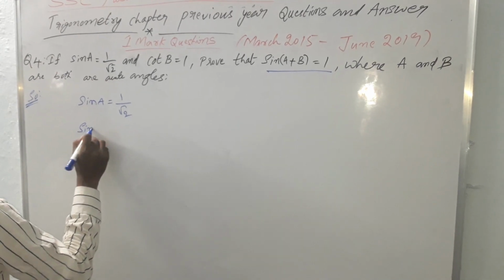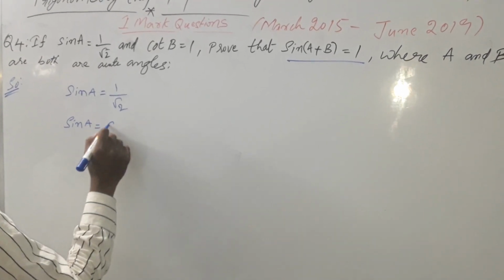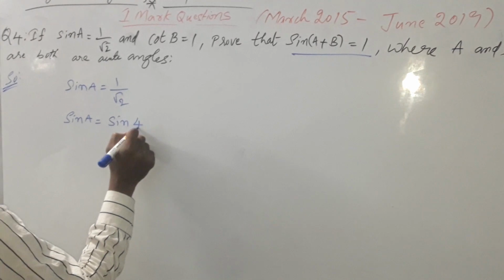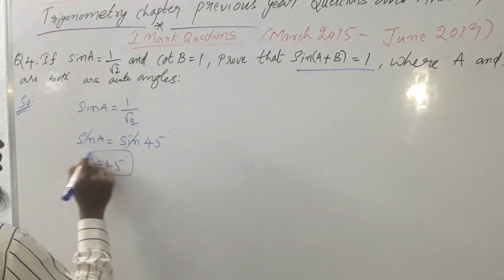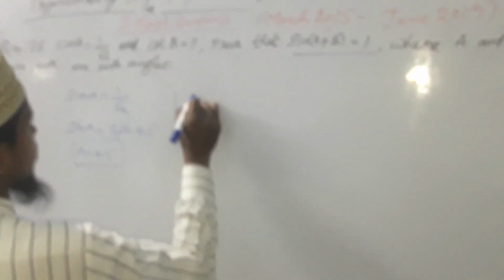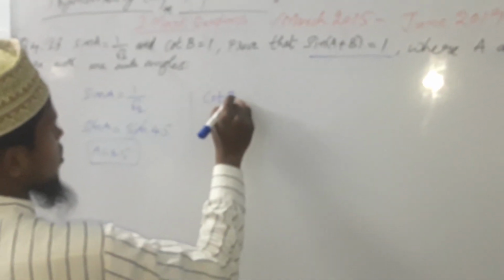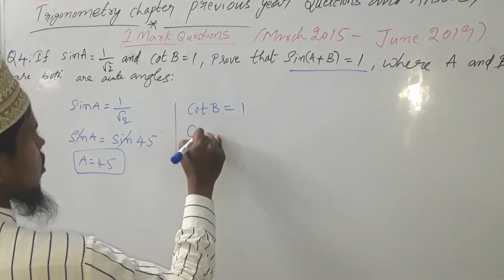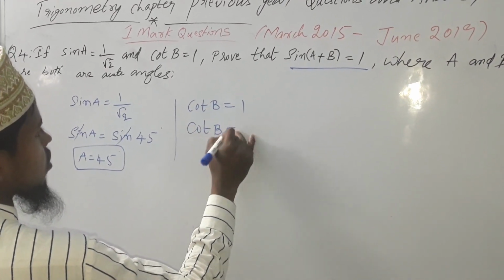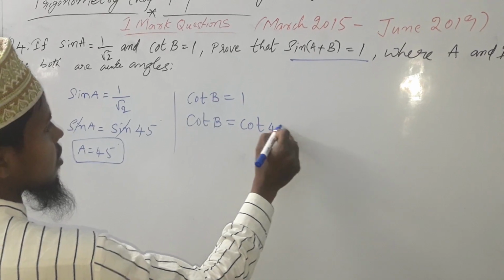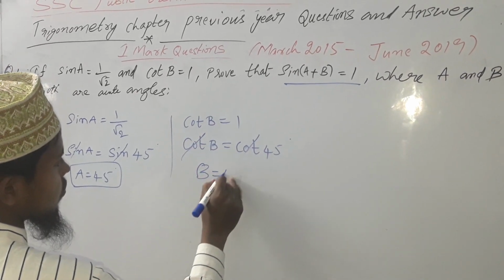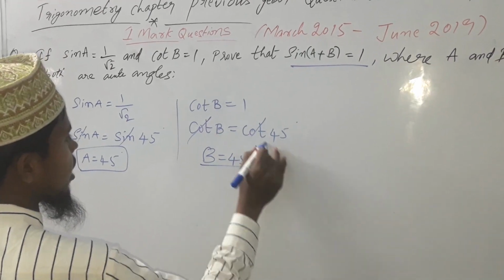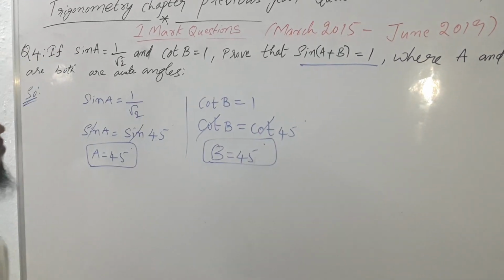Sin A is equal to sin of 45 degrees. Okay, sin cancels. A is equal to 45 degrees. Here cot B is equal to 1. Cot B is equal to cot 45 degrees. Cot cancels. B is equal to 45 degrees. A and B are both 45 degrees.